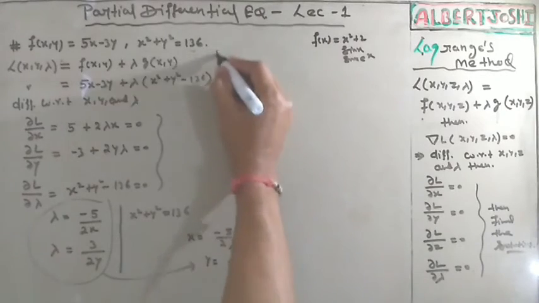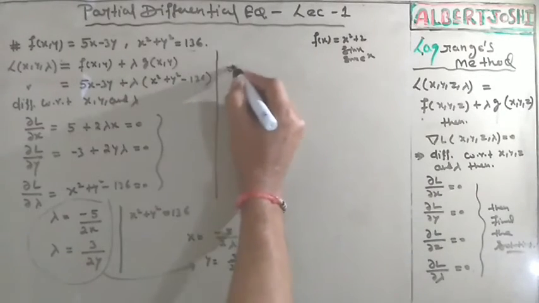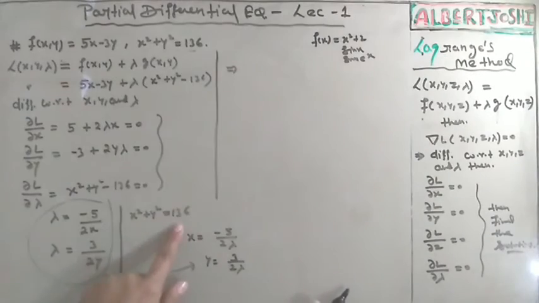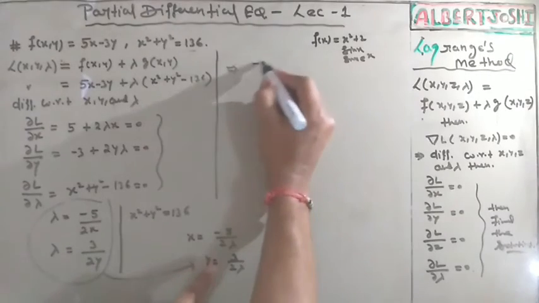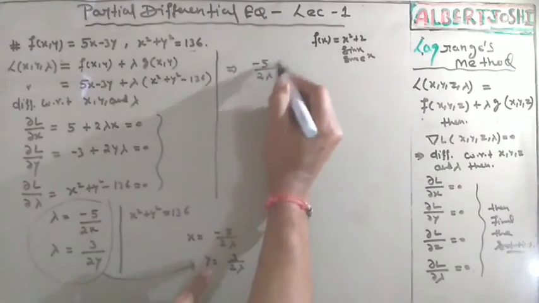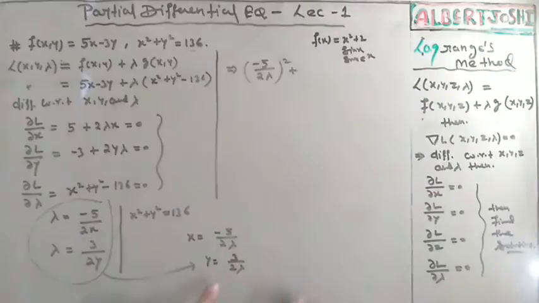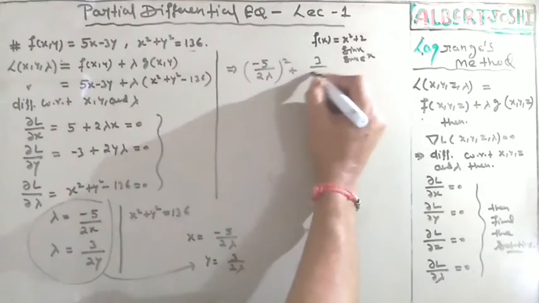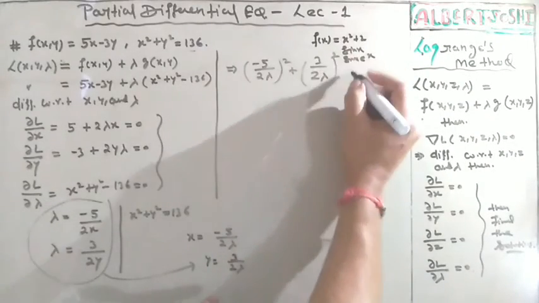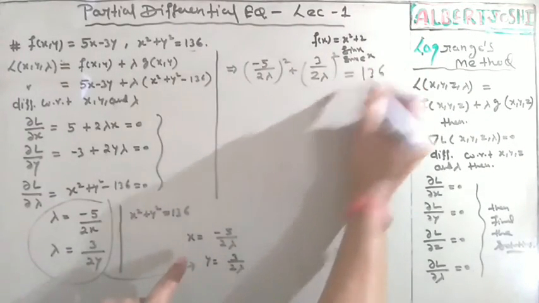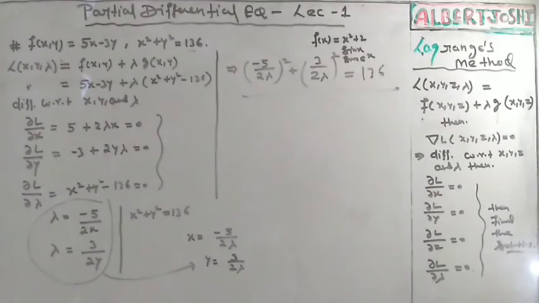It implies that x square plus y square is equal to 136. X is equal to minus 5 upon 2 lambda, so (minus 5 upon 2 lambda) whole square plus (3 upon 2 lambda) whole square is equal to 136.